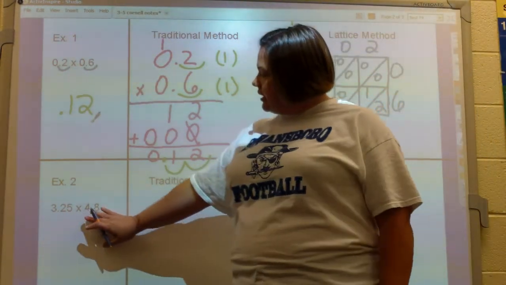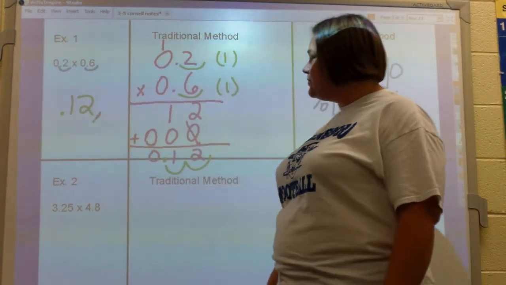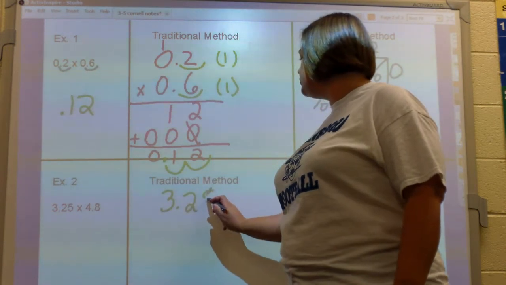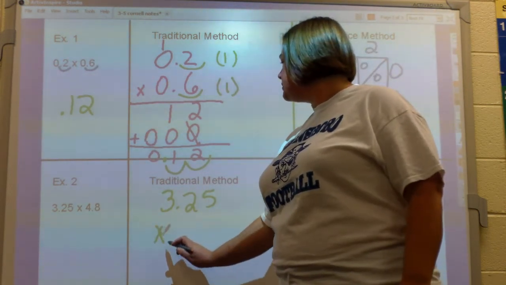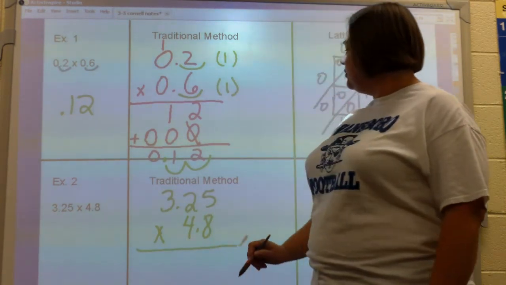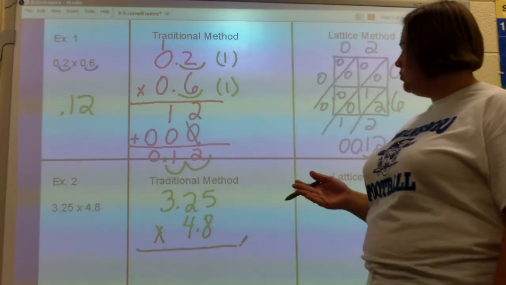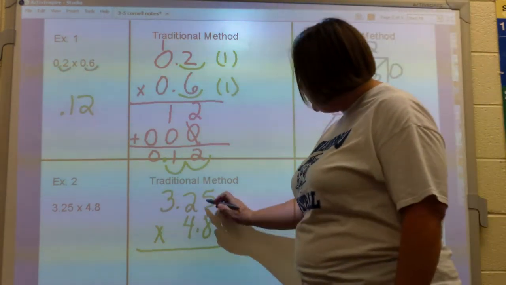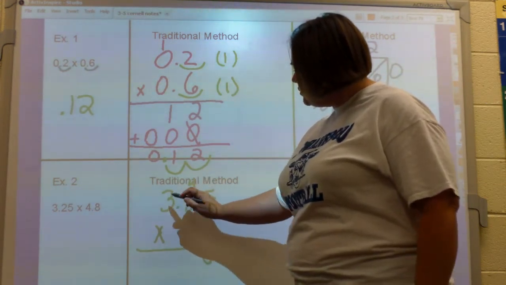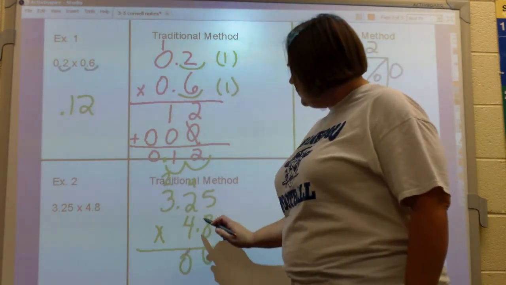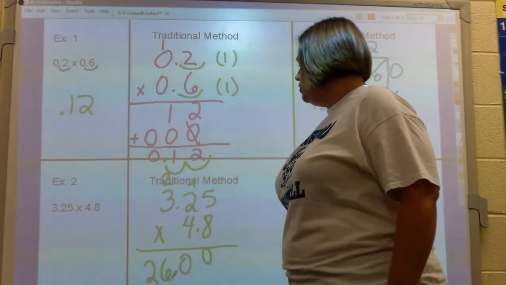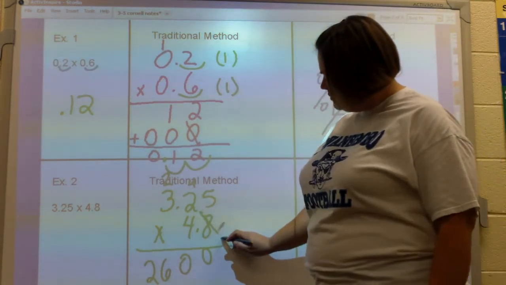Traditional method first, for 3.25 times 4.8. So I have 3.25 times 4.8. Okay, I'm going to multiply like normal without the decimals. So 8 times 5 is 40. 8 times 2, 16, plus 4 is 20. 8 times 3, 24, plus 2, 26. I'm done with my 8.